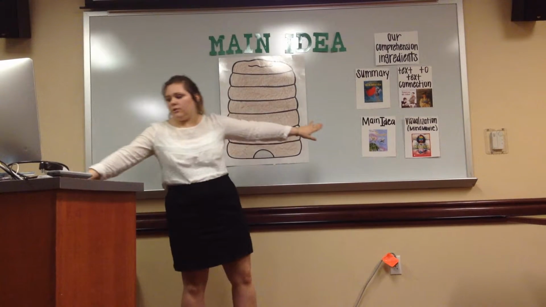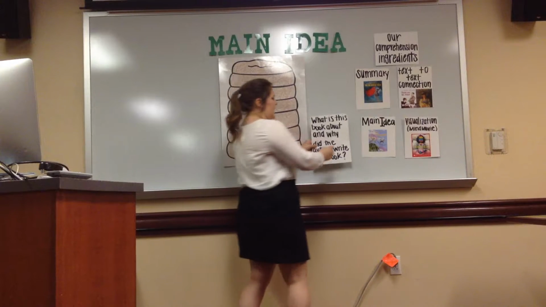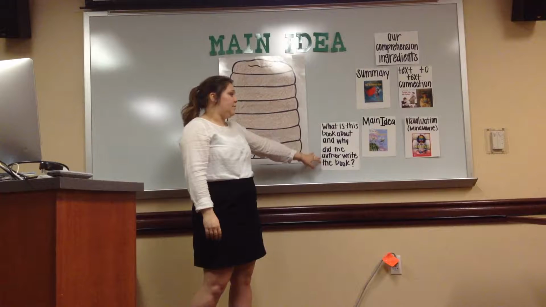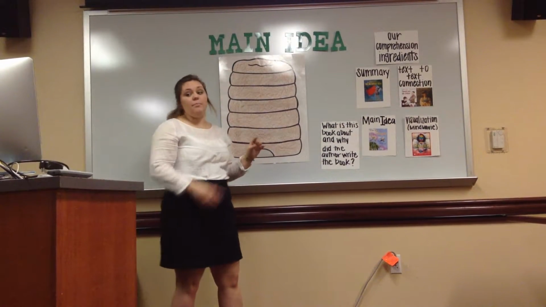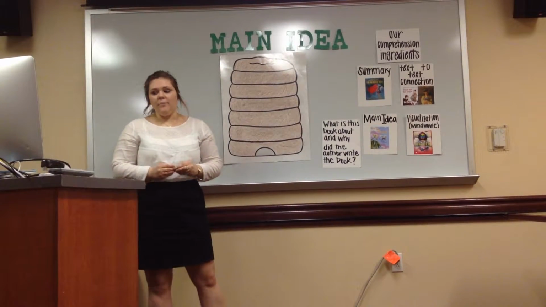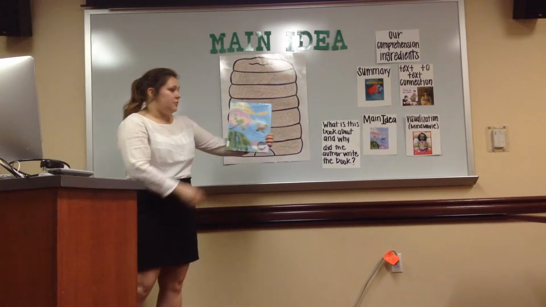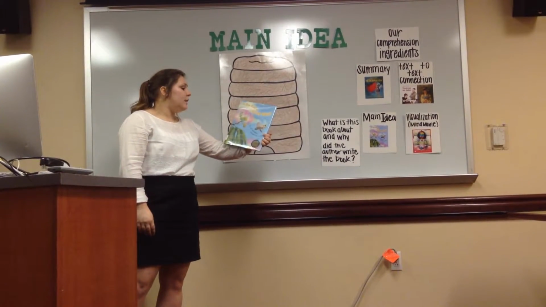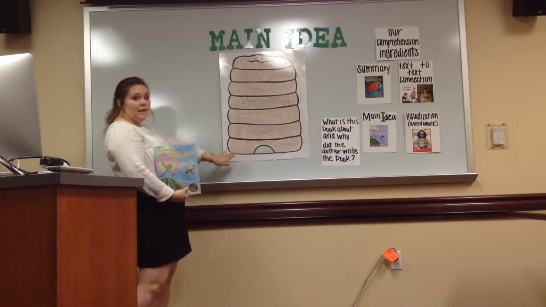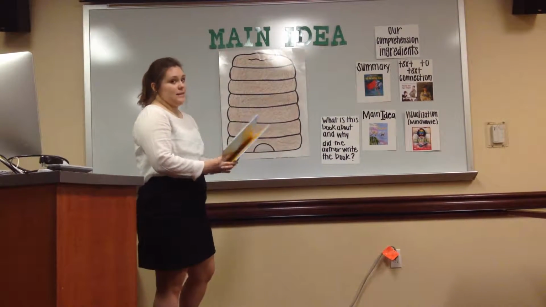And main idea, boys and girls, is when you read a text and you get details from the text, and then at the end you're going to be able to say, what is this book about and why did the author write the book? Again, we're going to use all the details from the book to find what this book is about and why the author wrote it. So to help us figure out the main idea, we're going to read In the Trees, Honeybees by Lori Mortensen, and we're going to use details on our beehive to figure out why the author wrote this book and what it is about.